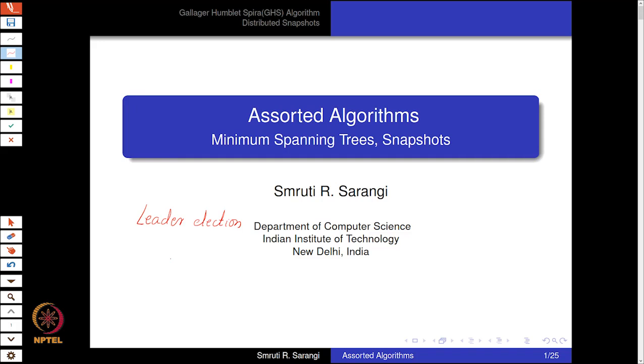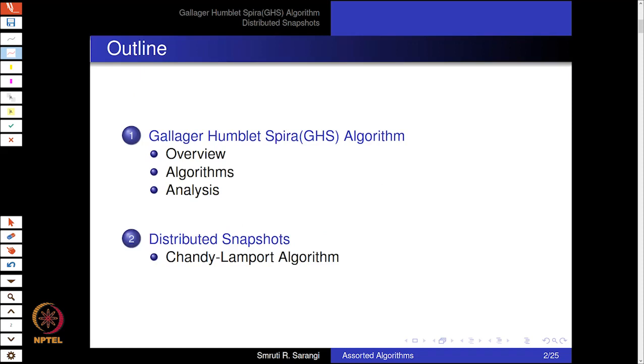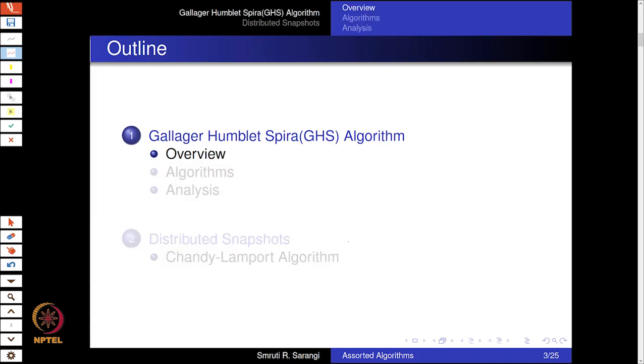So which tree should we choose? Well, a good tree is a minimum spanning tree. The reason being, it minimizes the length of the edges, so it kind of keeps things close by. We will discuss the Gallagher-Humblet-Spira algorithm, the GHS algorithm. We will discuss the overview, the algorithm and the analysis, and then everything about distributed snapshots.